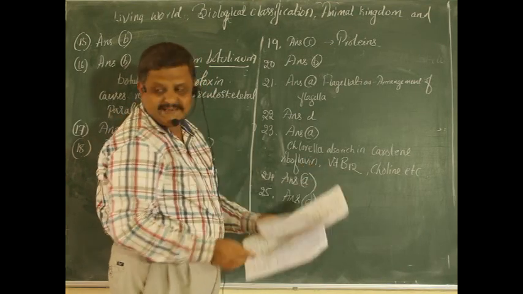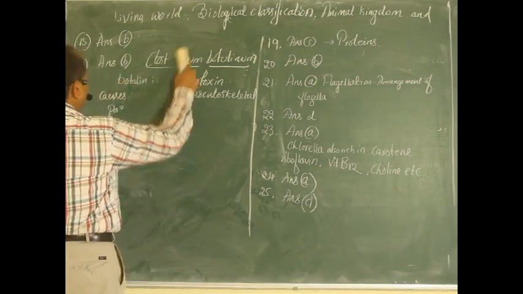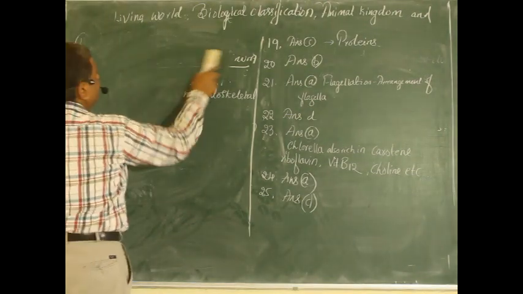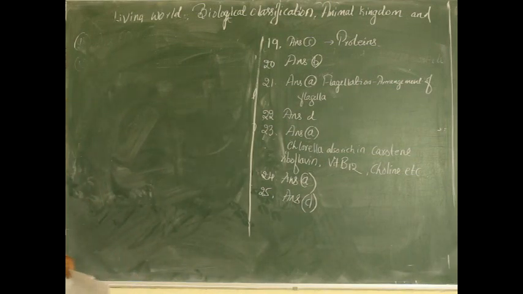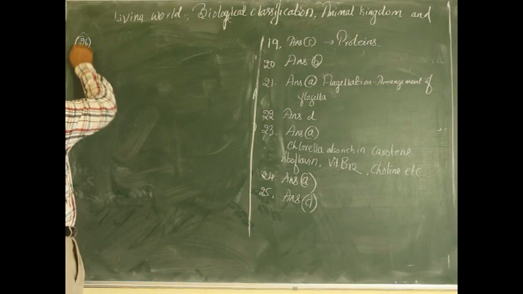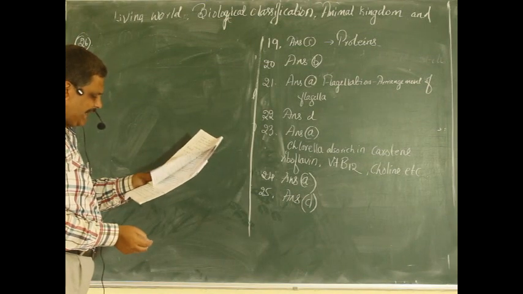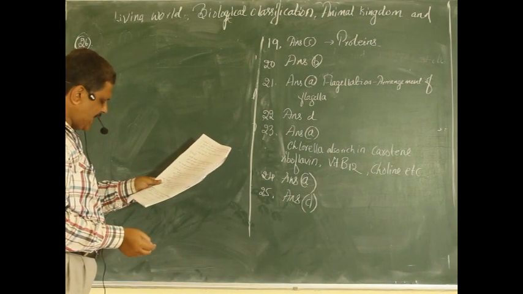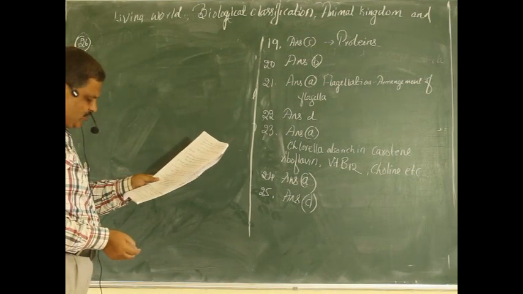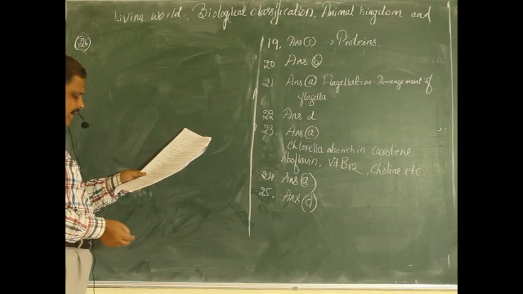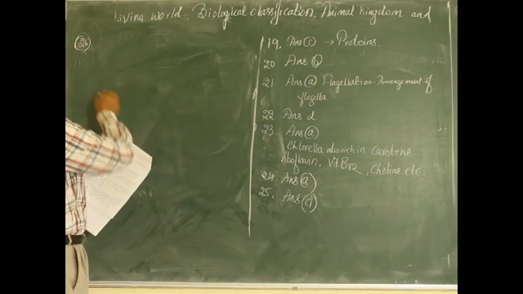Question number 26. In Selaginella, the members of pteridophytes, heterosporous spores are: A, large and small; B, asexual and sexual; C, haploid and diploid; D, all spores are same size. So the answer is option A.